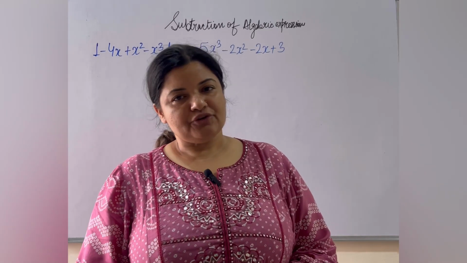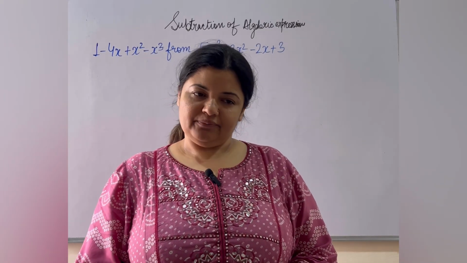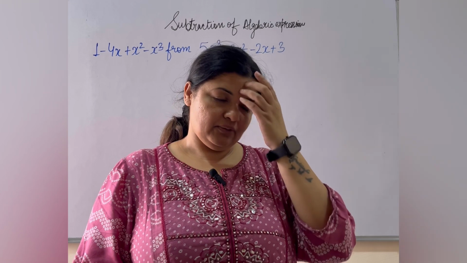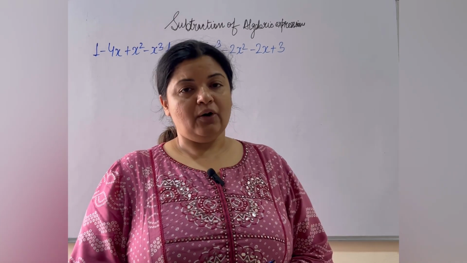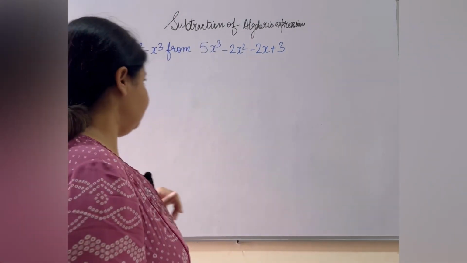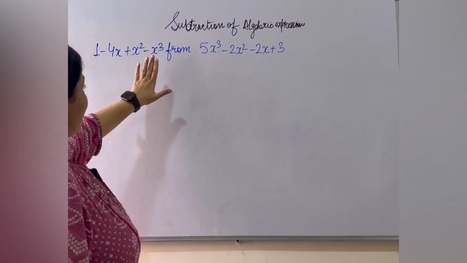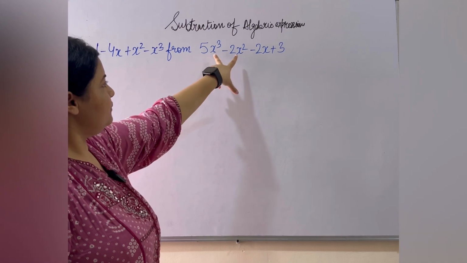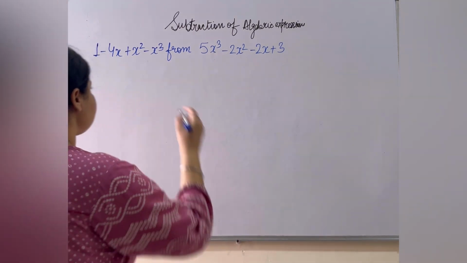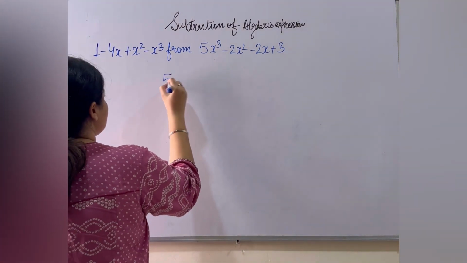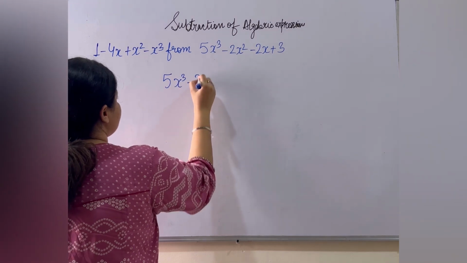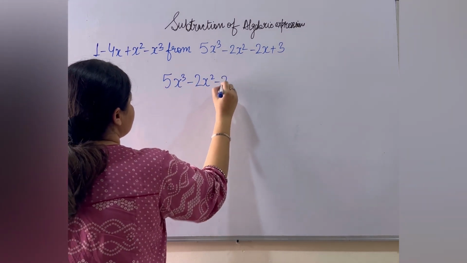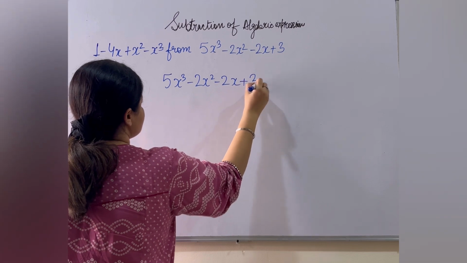Learned the subtraction of algebraic expressions by column method. In the previous video, I had taught the horizontal method. So see here, we have to subtract this expression from this. So obviously we have to write this one first. It is 5x cube minus 2x square minus 2x plus 3.